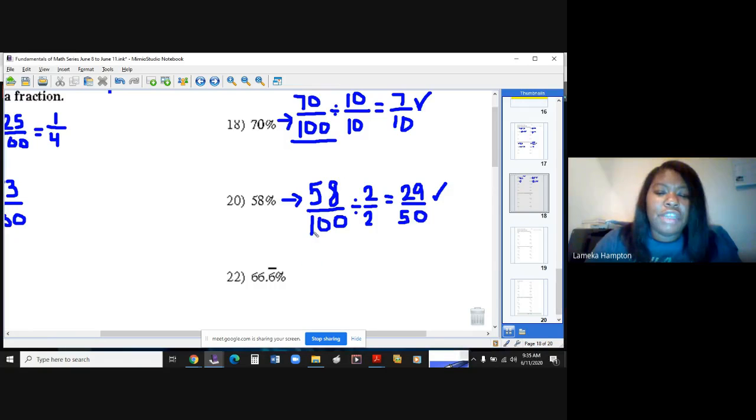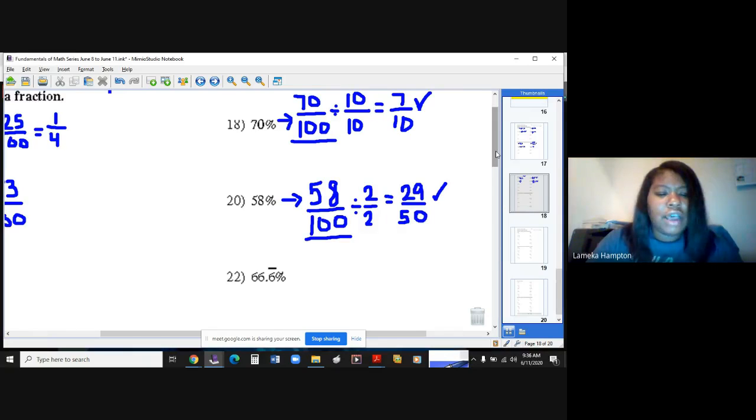Again, if you leave it at 58 over 100, that simply means that you found the answer, but you did not complete it all the way, meaning you didn't simplify. So again, make sure that you are always doing the best that you can to simplify your fractions. Okay, that's very, very important.